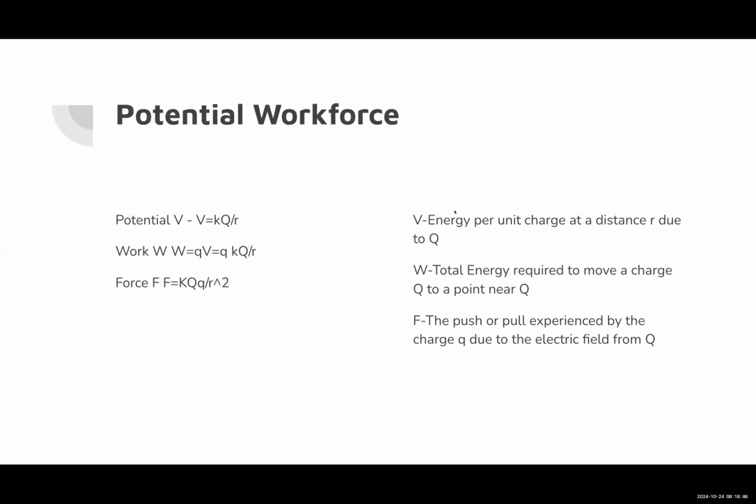And then for potential, work, and force, here are just the symbols and some of the formulas. For potential, V is energy per unit charge at distance R due to Q, and W is total energy required to move a charge Q to a point, and F is the push or pull experienced by a charge Q due to the electric field from Q.